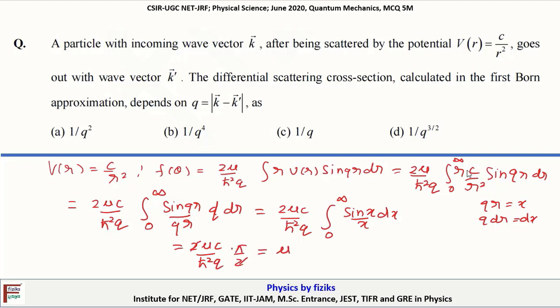So my scattering amplitude would be this, and the differential cross section would be the mod square of f(θ). That means μcπ/(ħ² q). That means my σ(θ) is dependent upon 1/q², which means option A is correct.